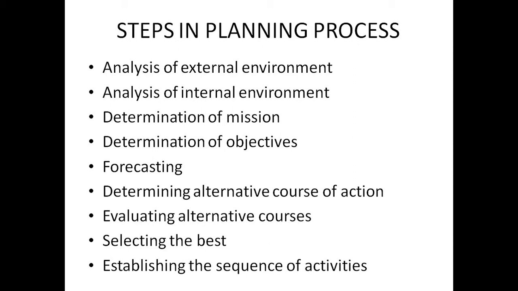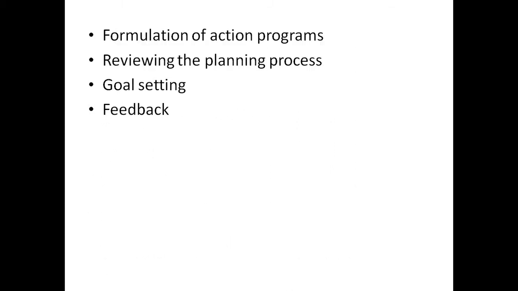Then establishing the sequence of activity. After choosing the alternative, we have to analyze what sequence of activities needs to be performed in order to accomplish that goal. So we have to establish the order between those activities. After that, we have to formulate the action program. What is the meaning of that? Like, what actions have to be taken in order to complete those activities?